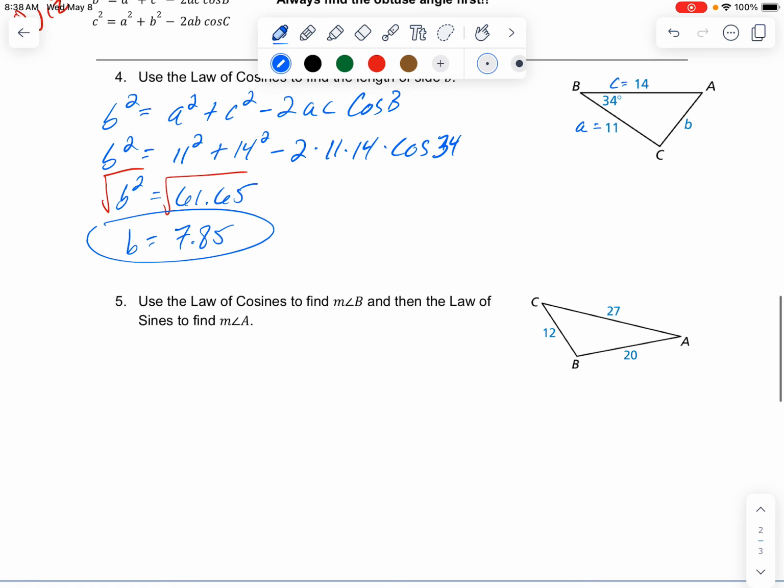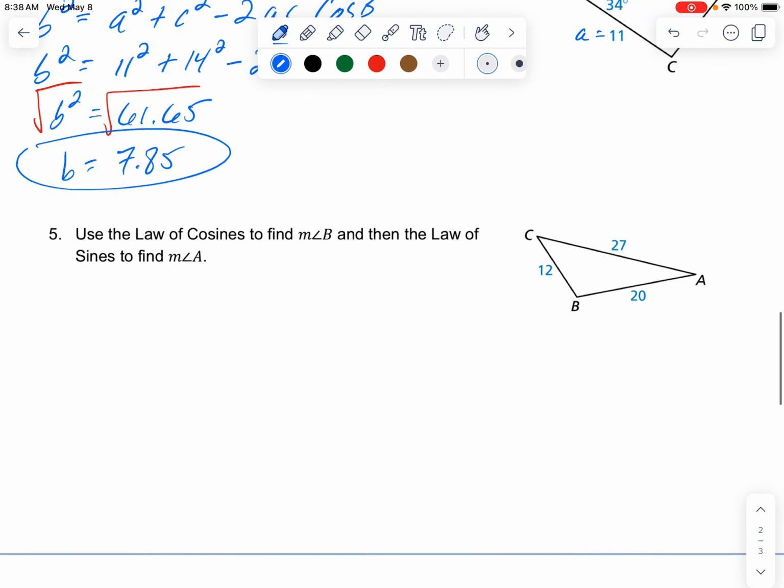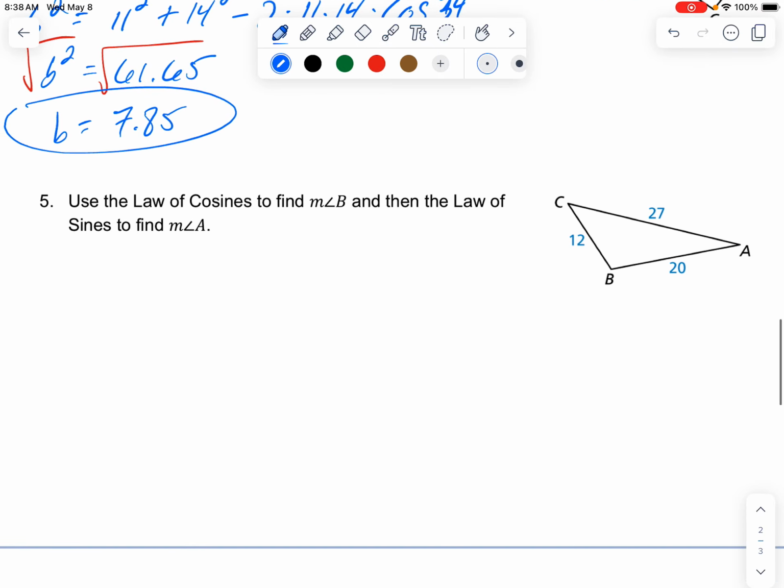Moving on, this one's a little bit different. In this example, we're only given side lengths. So this is another case where there's no way we could use law of sines. We don't know any angles.